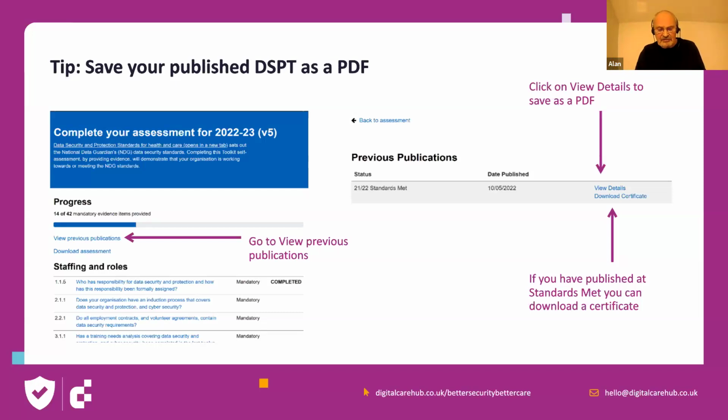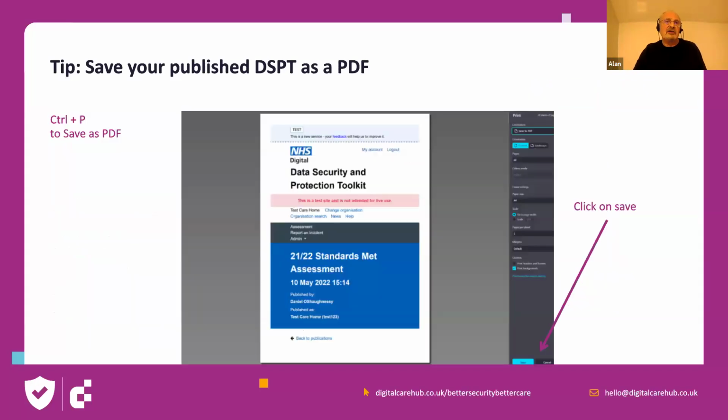If you wanted to save your published DSPT as a PDF, click on Control P, and that will enable you to access the PDF. And then you can either print it by clicking on Print, or change it to save as a PDF and click on Save.